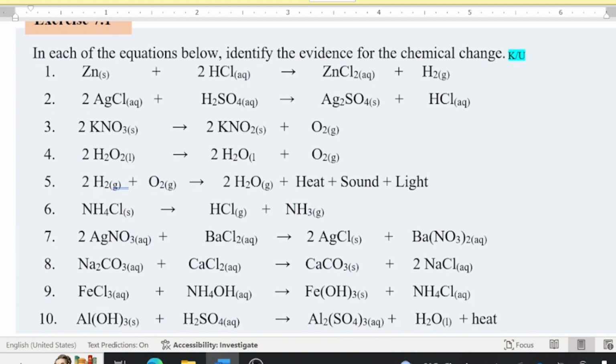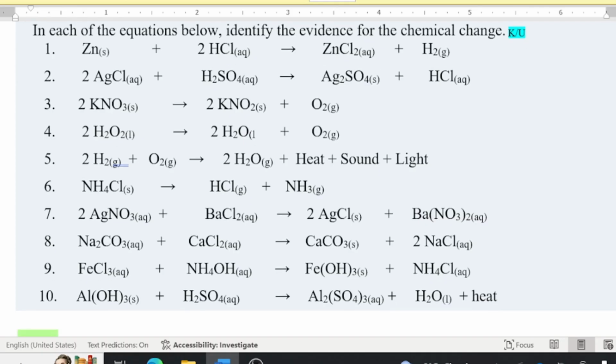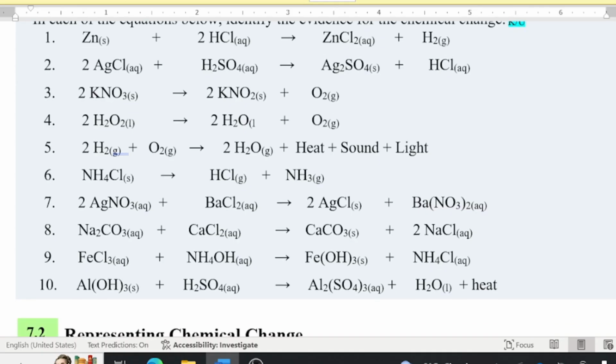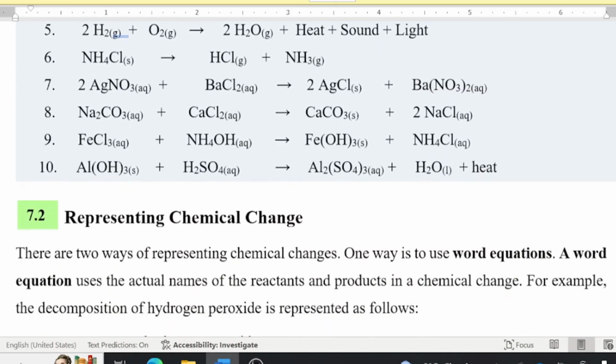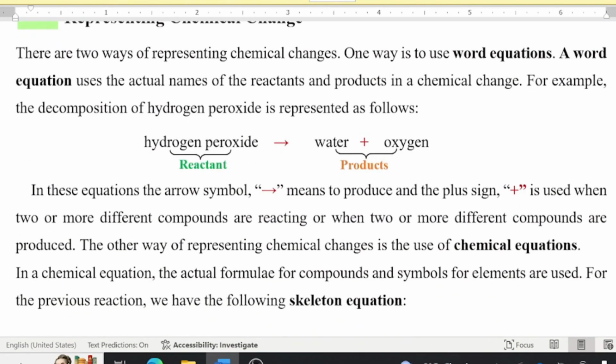Here are some chemical equations here, and you're asked to study them and identify the evidence for any chemical change that takes place. And of course, the answers to these are found in the solution manual. Representing chemical changes. There are two ways of representing chemical changes. One way is by using a word equation. You see, this is a word equation here.